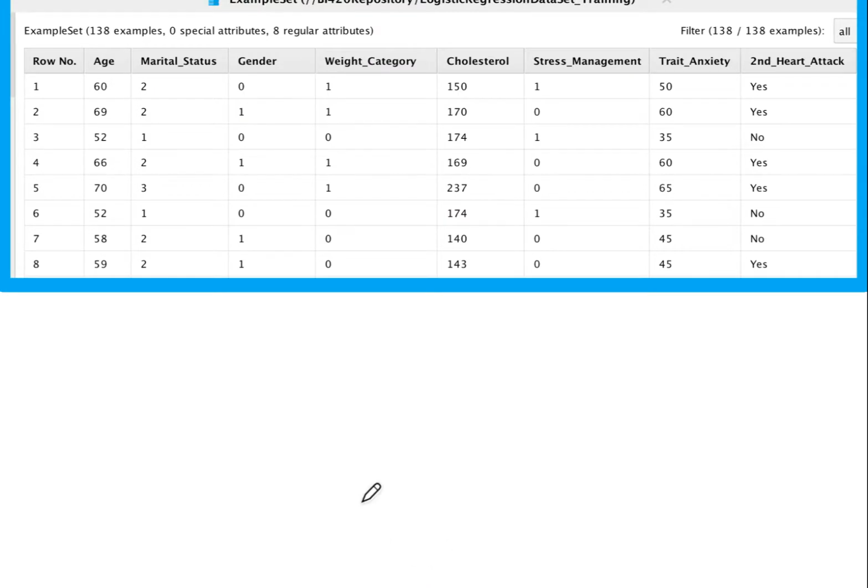As you can see, all of them are numerical values. This is when you open it inside RapidMiner. And this is the training data because we have the value of whether that person, yes or no, had a second heart attack or not. We have 138, that means we had 138 patients in this data. Okay, and we have 8 attributes.